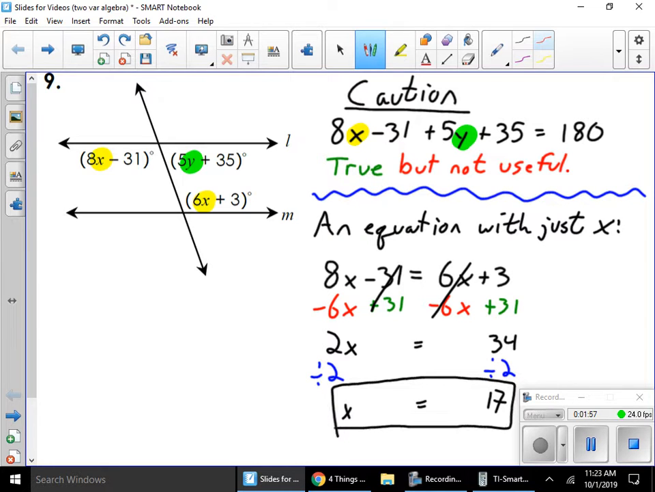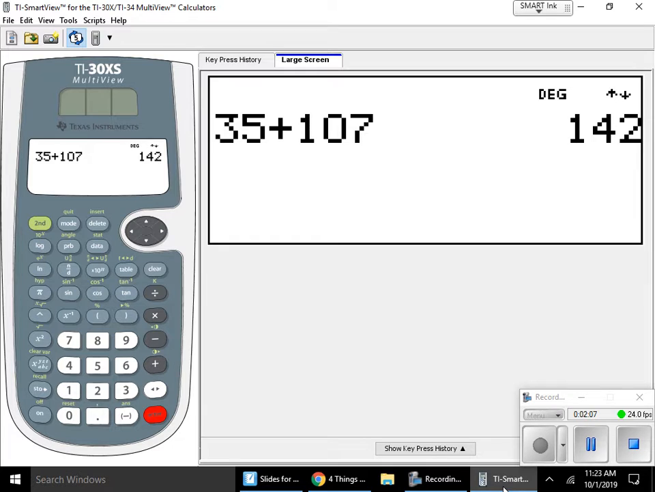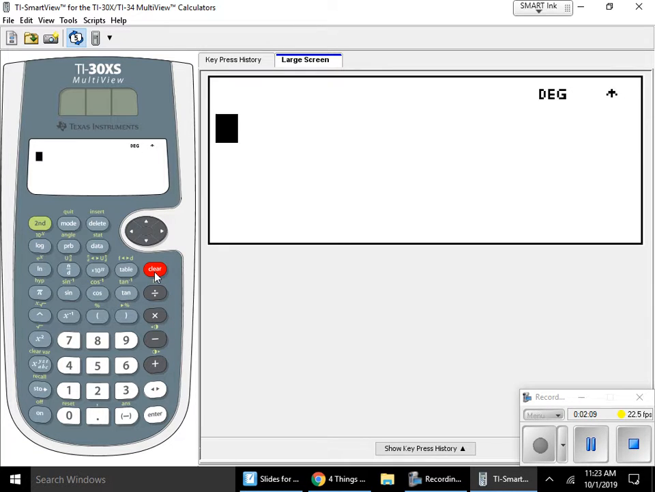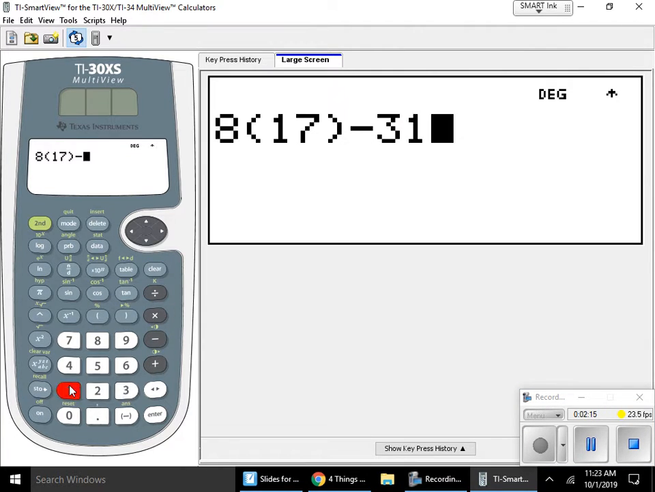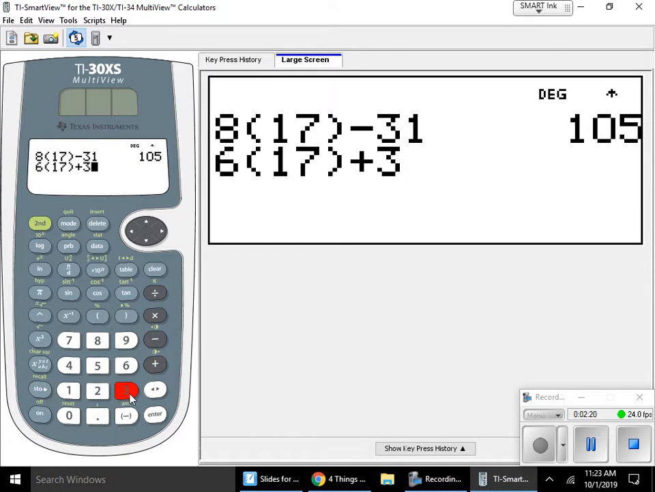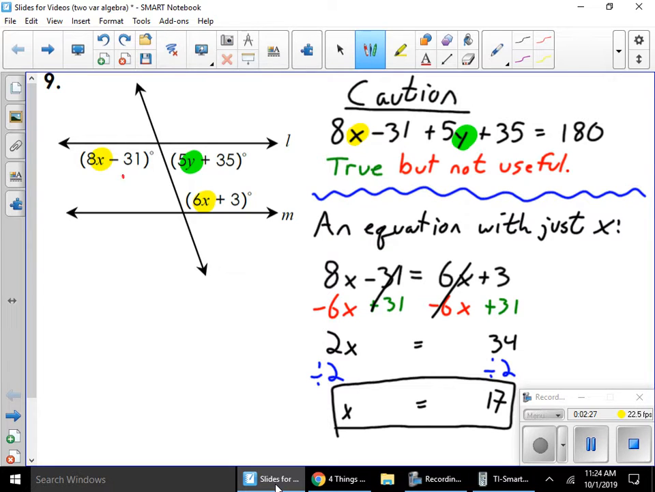Now that double check step that I wanted to get you in the habit of earlier is useful here. I can take that value of 17 and substitute it into both of my expressions. We had 8 times 17 minus 31, as well as 6 times 17 plus 3. That's our double check that we get 105 for both of those. But that is the measure of this angle. That is what we were really finding there when we were double checking.